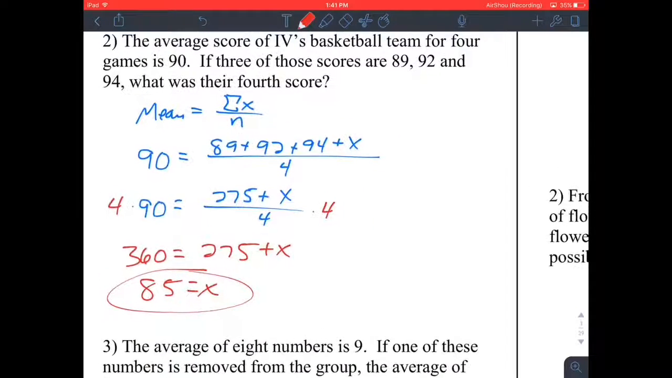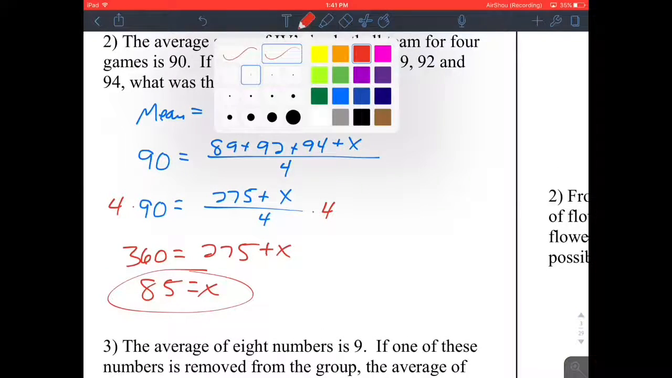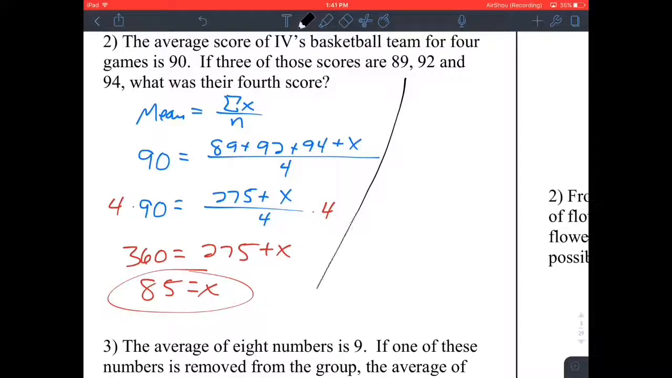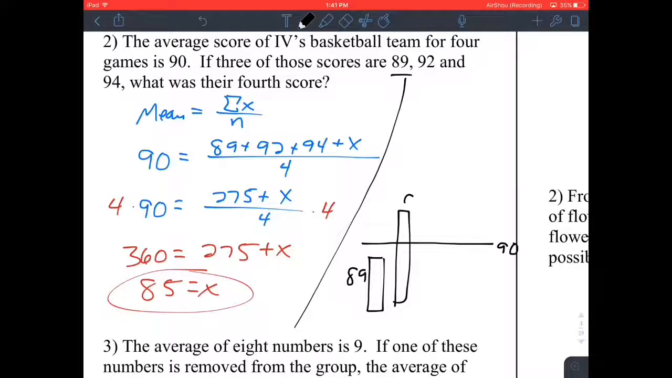I'll give you another way to look at this problem that may be faster than what we just did there. So we're going to set the bar here at 90. That's what we want to average. One of those games was in 89, which is just the one below. Another game was in 92, which is 2 above. So right now, we are 2 above and 1 below. So if we wanted to even this out, we need another one to be 1 below to average 90.